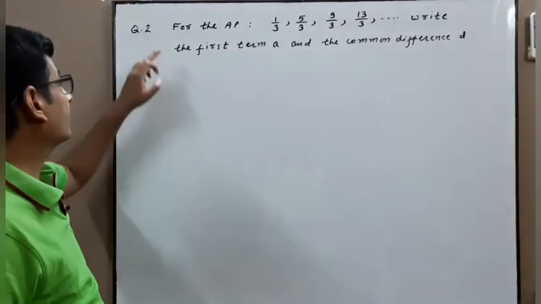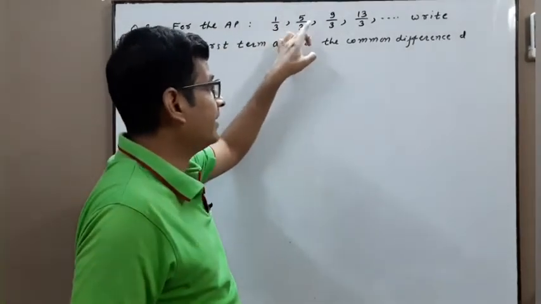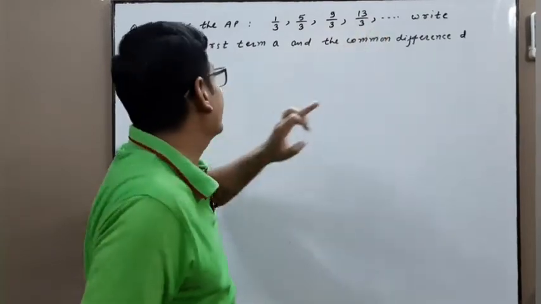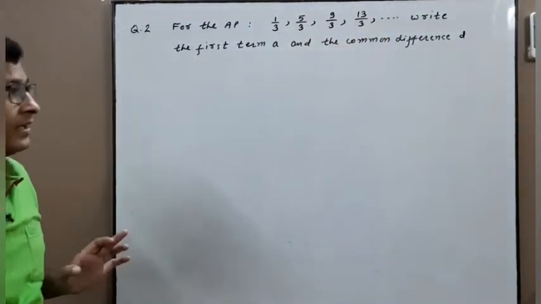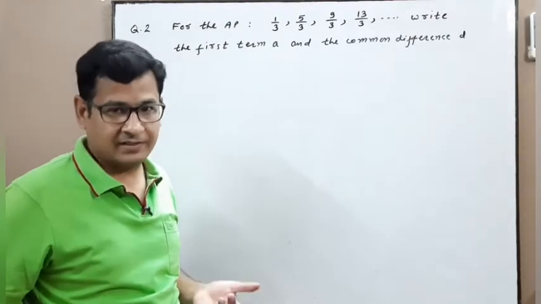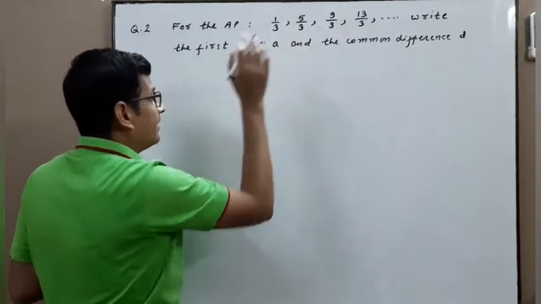Next problem. For the AP 1/3, 5/3, 9/3, 13/3, ... write the first term a and the common difference d. For the first term we use A1, or a also. This is a name only. So this is AP.